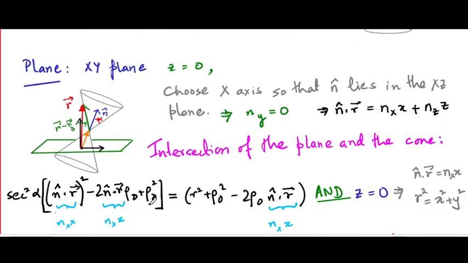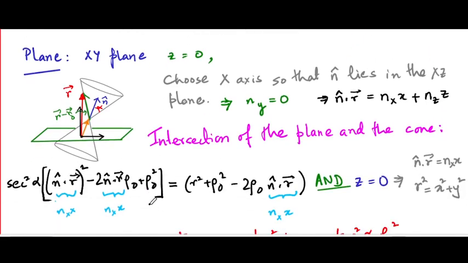This is simply the equation we wrote down a while ago. This is just the square of both sides of that equation, after you take the cosine alpha from this side and push it to the other side. In addition to this, which is the equation of the cone, you have to satisfy the equation of the plane, which simply happens to be z equal to 0 in our coordinate system.